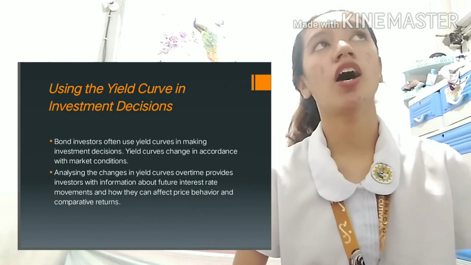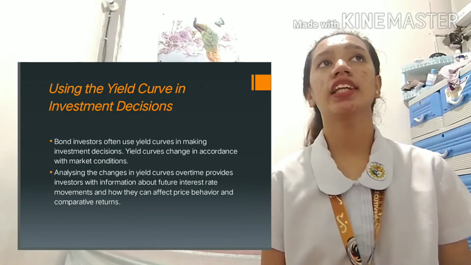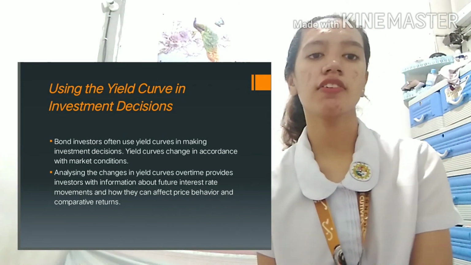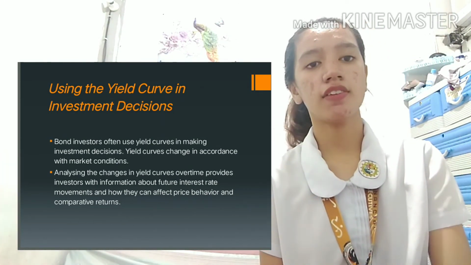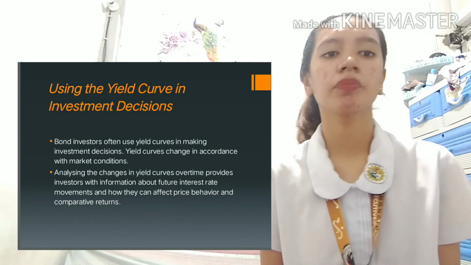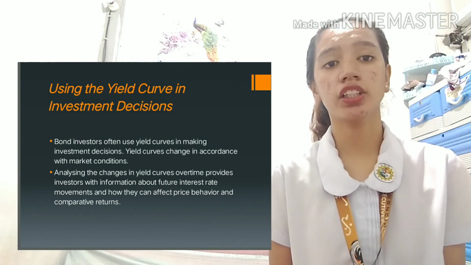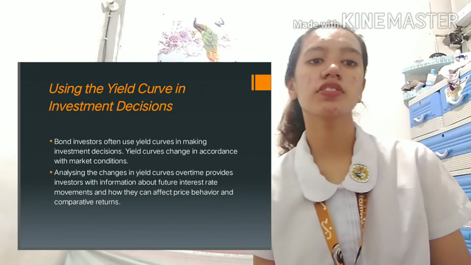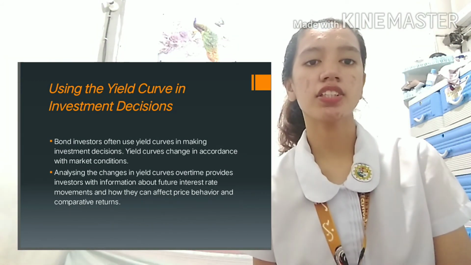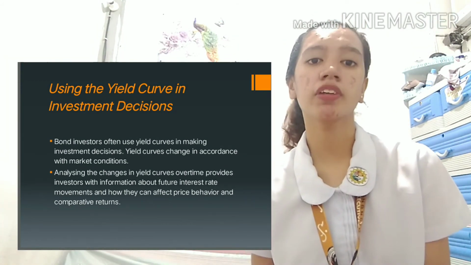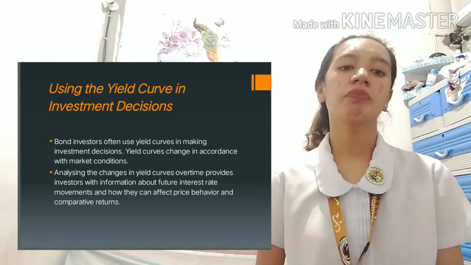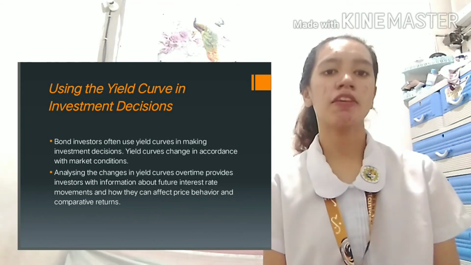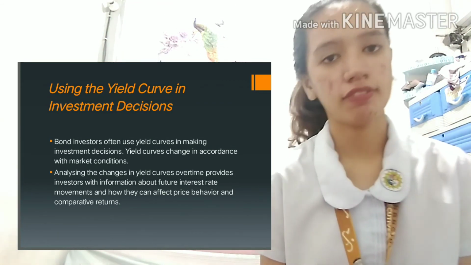Next is the use of the yield curve in investment decisions. Bond investors often use yield curves in making investment decisions. Yield curves change in accordance with market conditions. Analyzing the changes in yield curves over time provides investors with information about future interest rate movement and how they can affect price behavior and comparative returns.